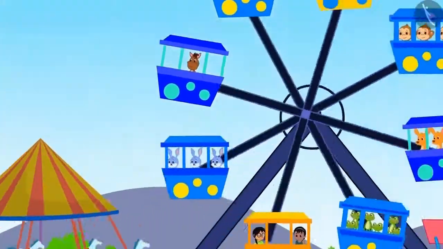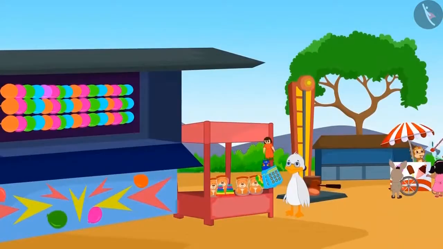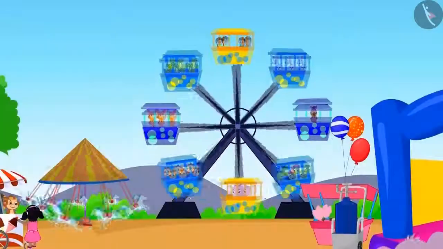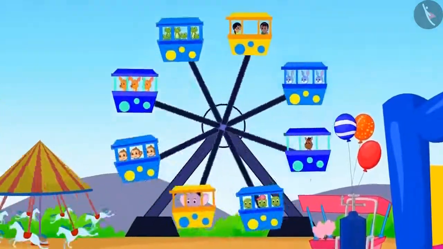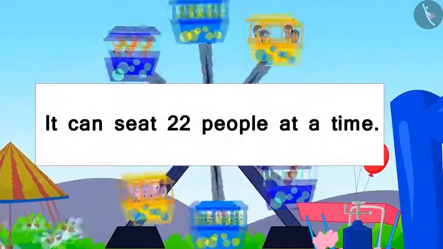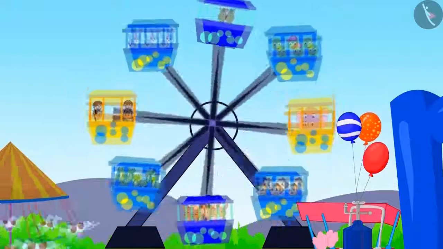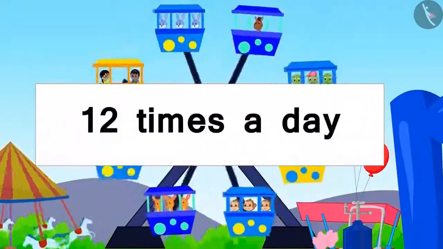Everyone has gone to the fair. The fair has a variety of entertainment. There is a huge Ferris wheel in the fair. This Ferris wheel can seat 22 people at a time. The Ferris wheel operates 12 times a day.